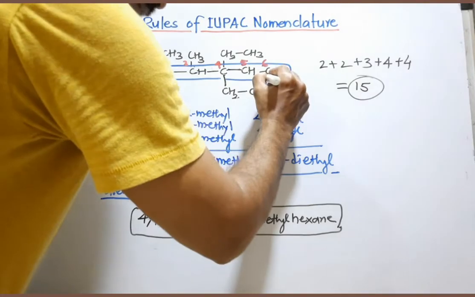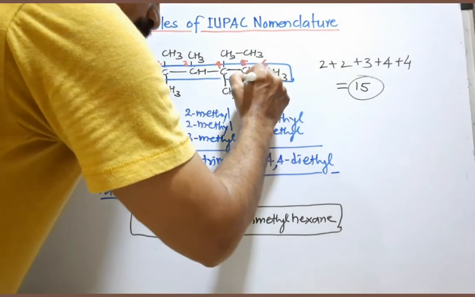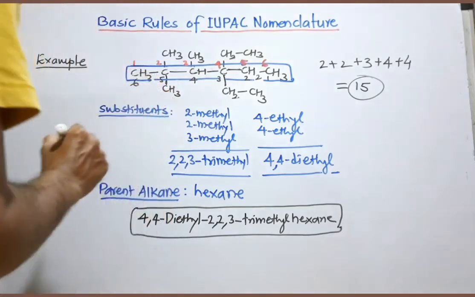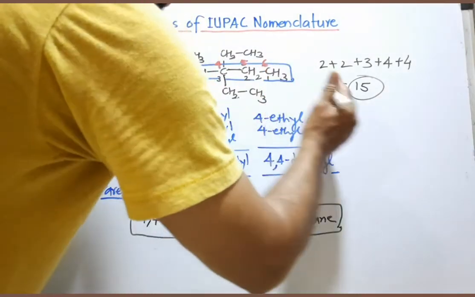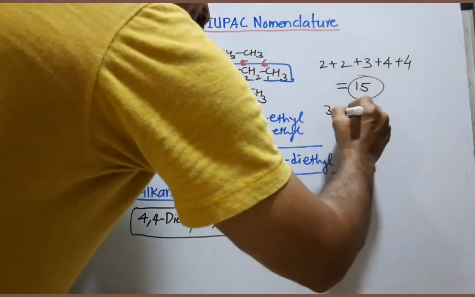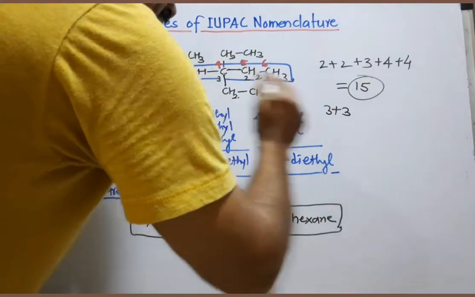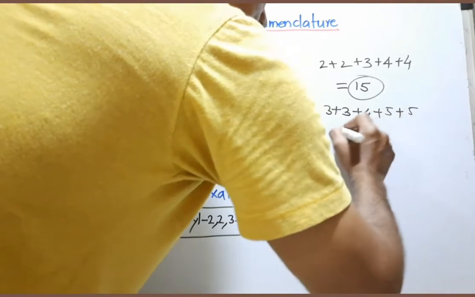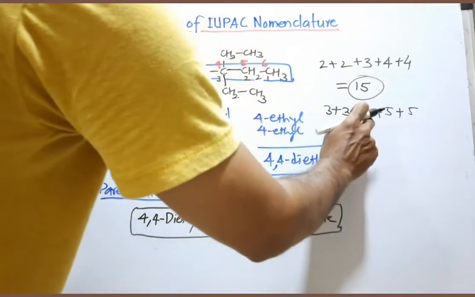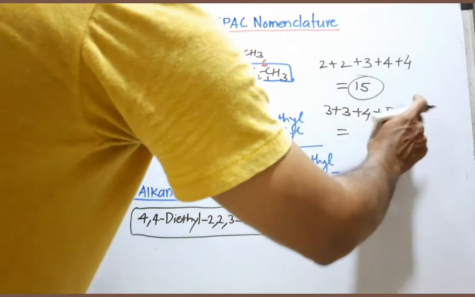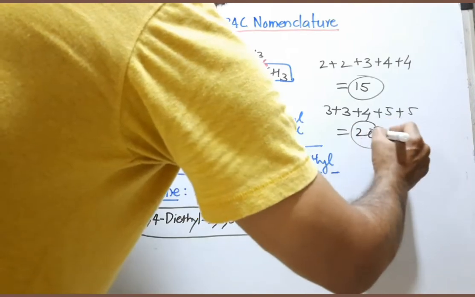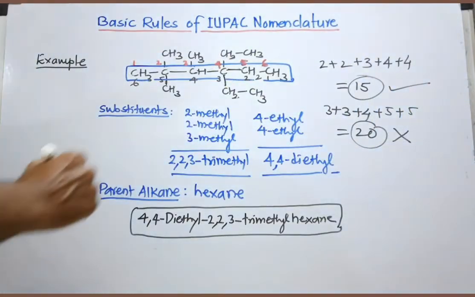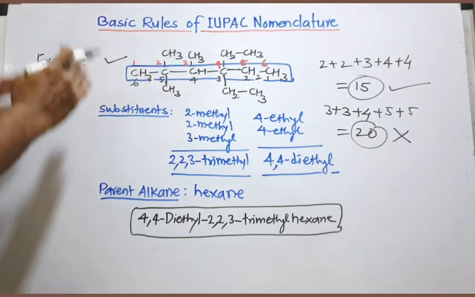But if you start numbering from this end, that will be 1, 2, 3, 4, 5 and 6. Then in that case, 3, 3, then 4 and 5, 5. So obviously this is a larger number. 3 plus 3, 6 plus 4, 10, 10 and 10, 20. So 20, this is a bigger number. So this is not the correct way of numbering, but this is the correct way of numbering. So you have to start numbering from this end.